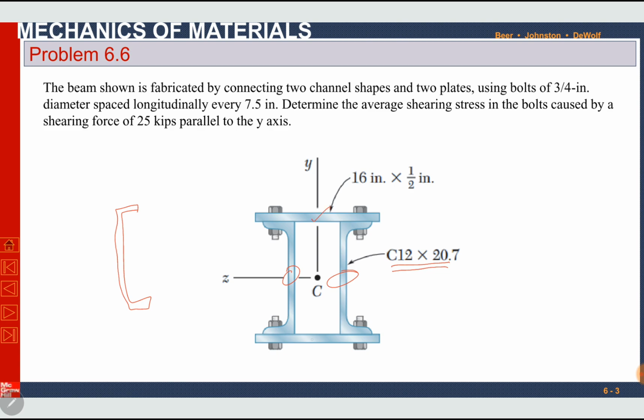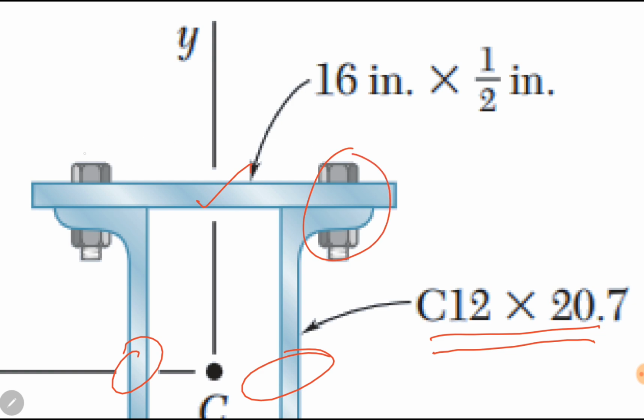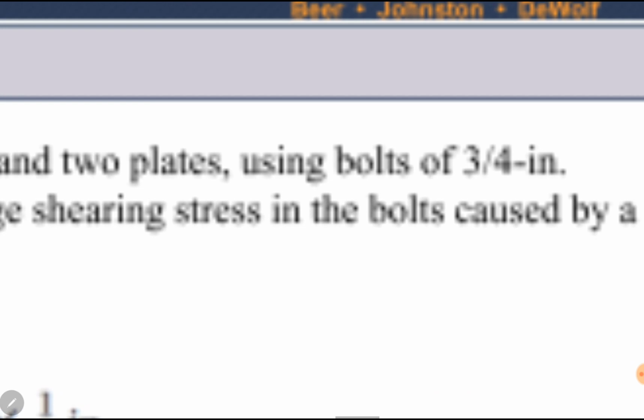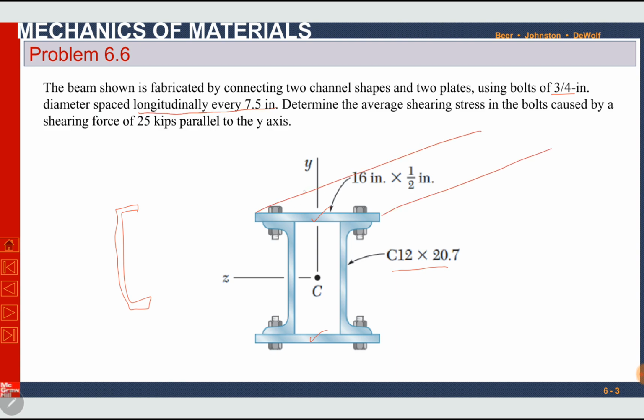There are two plates at the top and at the bottom. They are connected to the channel shapes using bolts, this bolt and this bolt. The diameter of the bolt is given to us. It is 3 by 4 inches. And in the third dimension, longitudinally, the bolts are spaced every 7.5 inch. In the direction of the length, there are other bolts, and this longitudinal distance is 7.5 inch.